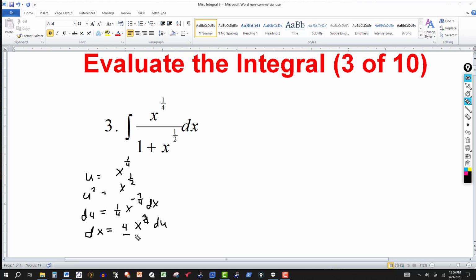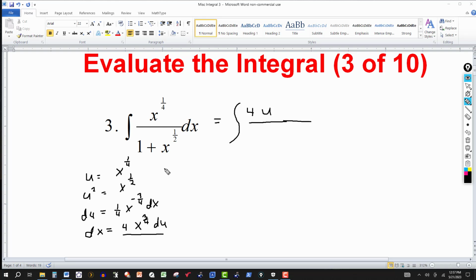So we get this. Then we can come back up here and see if we can rewrite this integral in terms of the variable u. So x to the 1/4 can be replaced by u. And then dx can be replaced by the 4x to the 3/4 du. I put the 4 out in front here, and then x to the 3/4 here.